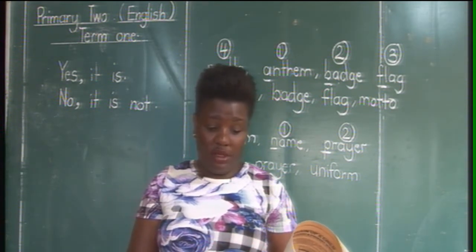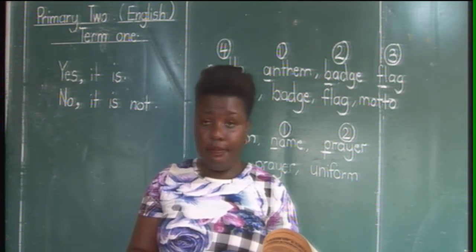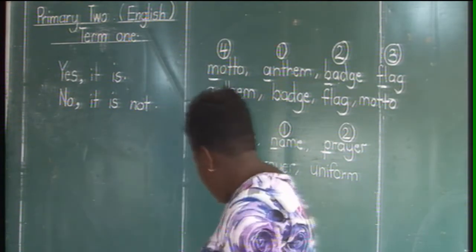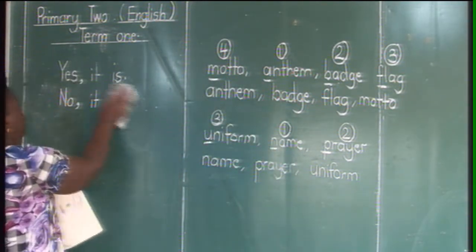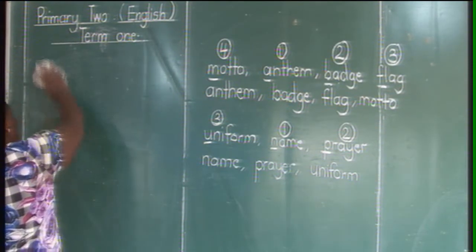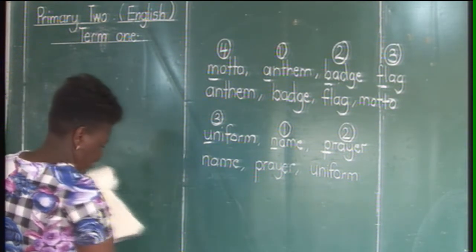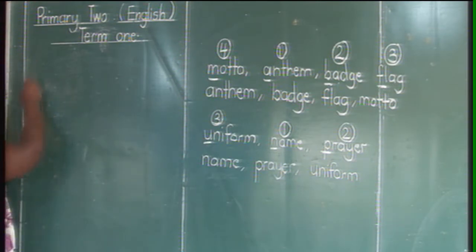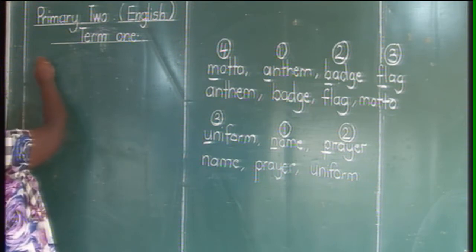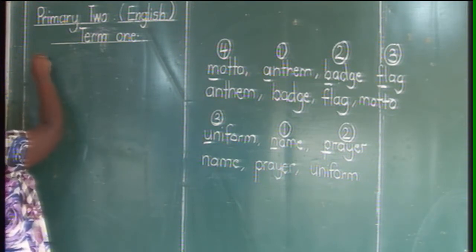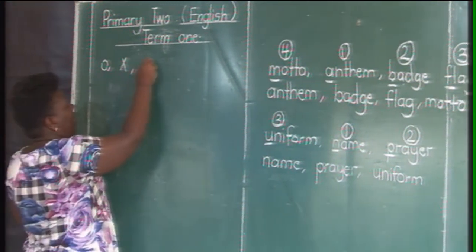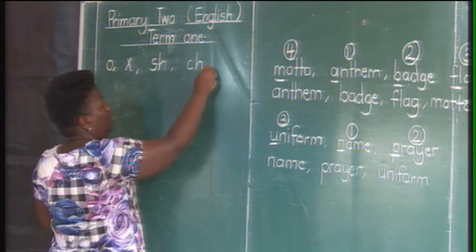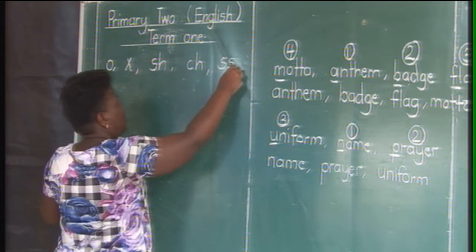Now let's go on the next one, which still says singular and plural. Forming plurals of nouns by adding es. So we are going to form plurals by adding es. When do we add es? Let's look at these sounds here. We have O, we have X, we have this sound here, sh. We have S.